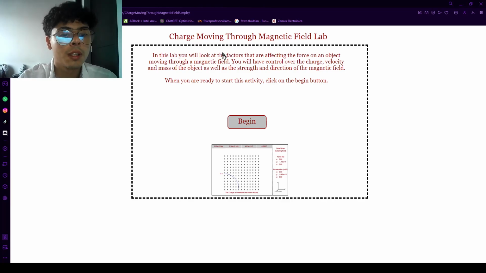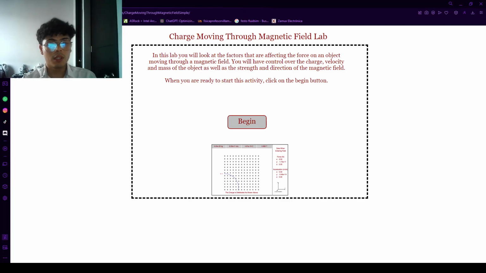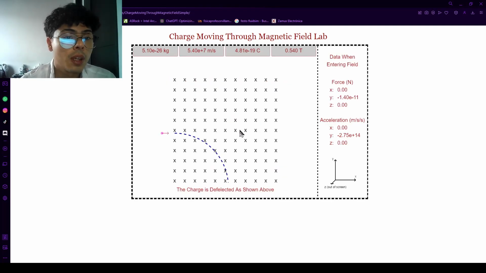Upon interacting with the simulator, that is, after clicking the begin button, we can observe four values on the top, which are: the first one is the mass, the second is the initial velocity, the third is the charge of the particle, and the fourth is the force exerted by the magnetic field. The aforementioned data are variables.